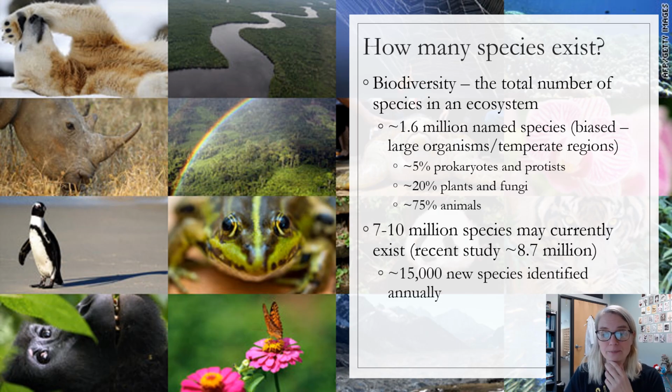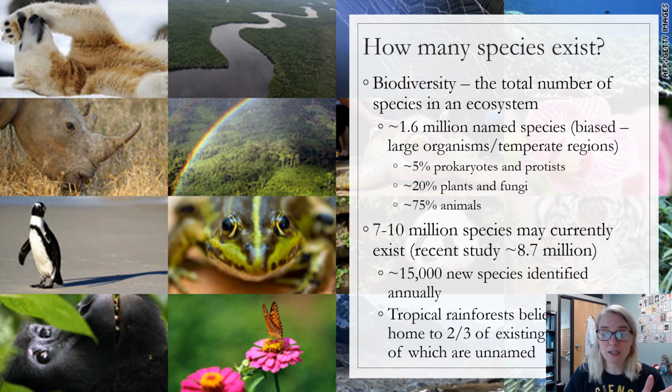It is estimated there might be somewhere between 7 and 10 million, around 8.7 million, currently existing, yet to be identified. We find about 15,000 new species identified every year, and the tropical rainforests are thought to be home to about 60-something%, about 2/3 of existing species, most of which are unnamed. Tropical rainforests and coral reefs are some of the most diverse ecosystems on this planet, and we have a hard time getting in there and identifying them because going underwater is hard to do. Going in a dense rainforest is hard to do.